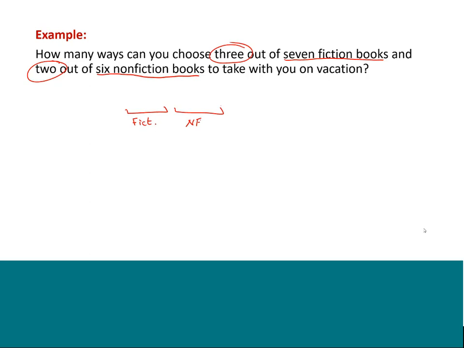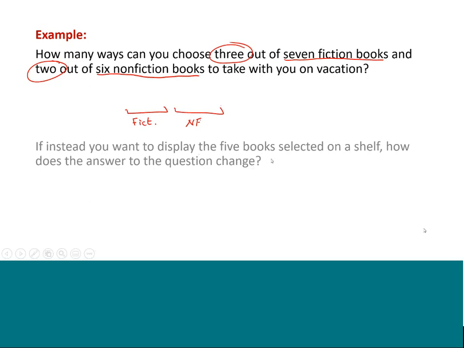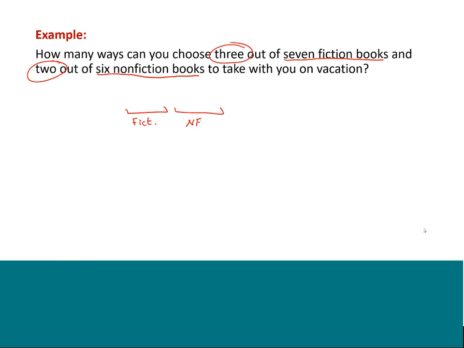Ooh, close. You could actually do the formula in that way. So if we go ahead and do the formula that way, I don't think I can move this. Yeah, I can't. We'll come back to that one. So I'm going to put it over here. If we look at fiction and nonfiction, and you did 7 falling factorial 3, and over here 6 falling factorial 2, that's a great first guess. We're going to have to adjust it though.